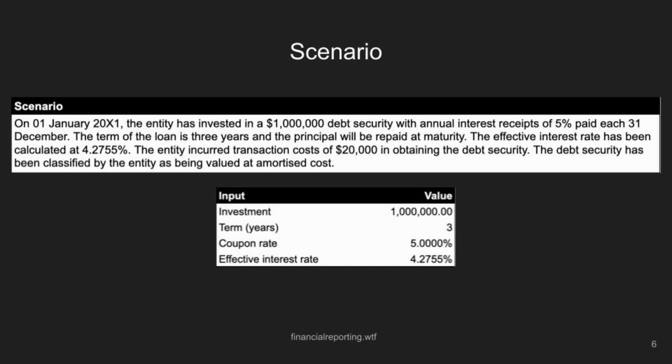Let's look at an example scenario. In this example, the entity has spent $1 million for a debt security bond on January 1st of the first year. This bond has annual interest receipts of 5% paid on 31st December of each year. The term is 3 years with the principal repaid at maturity. The effective interest rate is 4.2755%. Transaction costs of $20,000 were incurred in obtaining the debt security. The entity has made the accounting policy choice of accounting for this instrument at amortized cost.